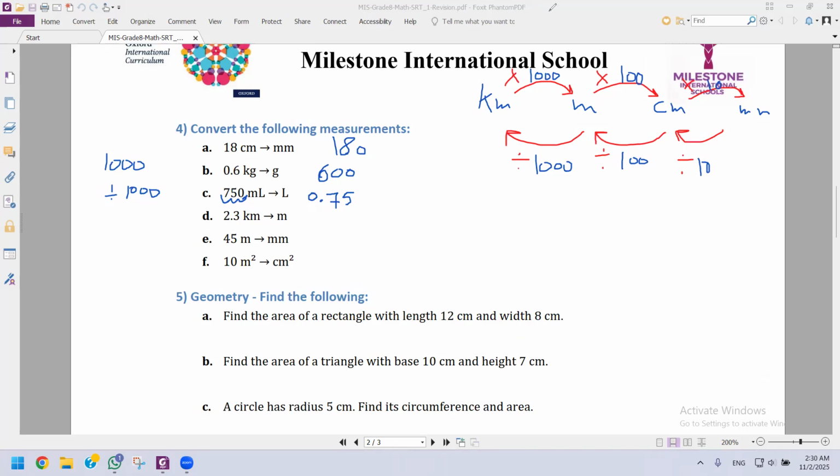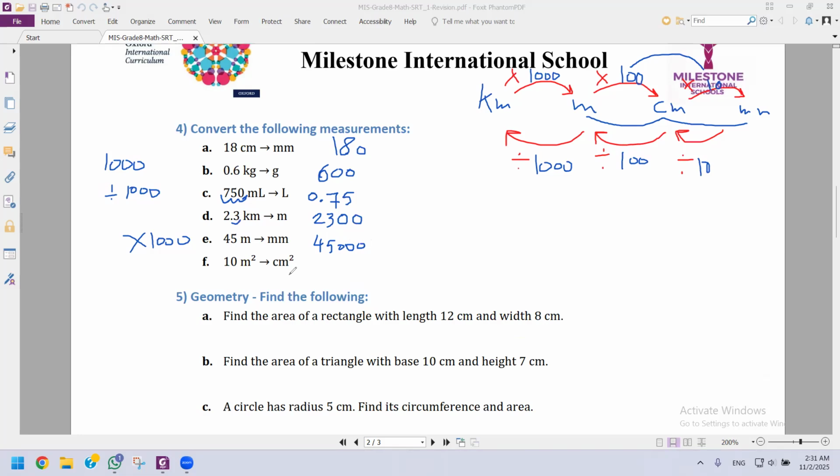Now from kilometer to meter, as you can see here up, it's times 1000. So we move 1 step, the decimal, it's out. We still have 2 steps, so we add 2 zeros. So 2300. Now from meter to millimeter, look, I'm moving 1 step and then another step. So times 100 and then times 10. Count how many zero? We have 3. So it's times 1000. 45 times 1000 is 45 thousandths.